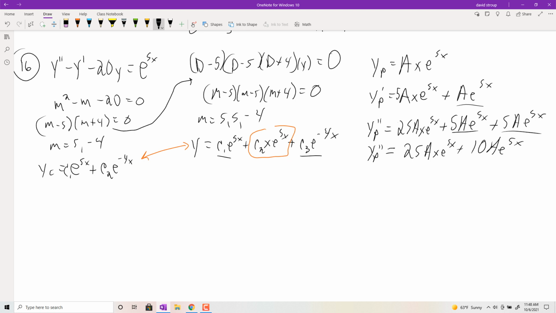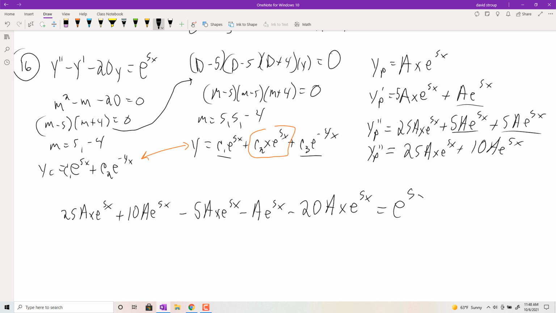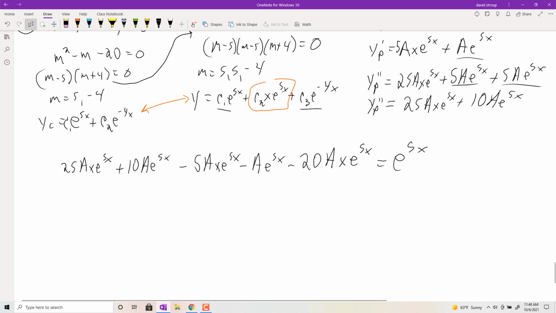So you'll have 25ax e to the 5x plus 10ae to the 5x minus y prime, which should be 5ax e to the 5x minus ae to the 5x, minus 20 times y, so that would be minus 20ax e to the 5x, and that should equal e to the 5x. Okay. Again, you play this game of equating coefficients.